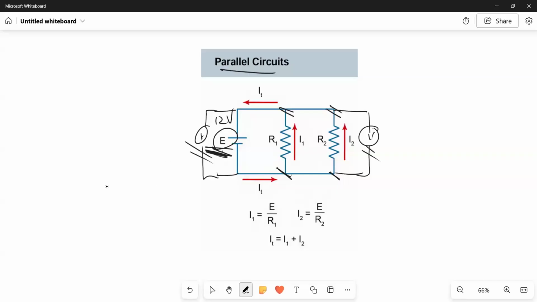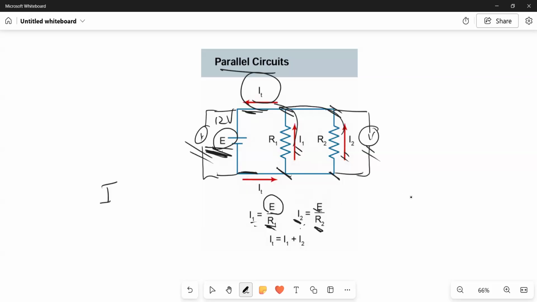The current is going to be different, right? Because the current through here, I1, remember, is going to be equal to E divided by R1, and I2 is going to be equal to E divided by R2. And this total current here, IT, is going to be the sum of I1 and I2, right? Notice in parallel circuits, it offers alternative pathways for the current to flow. And that is why you have a different current here, a different current here, right? But down here is going to be the sum of these two, because this current flows here, this one current flows here.